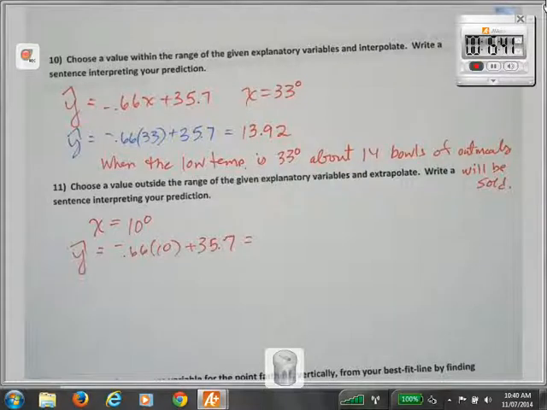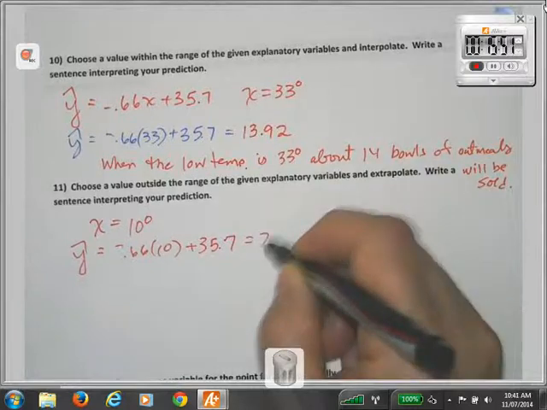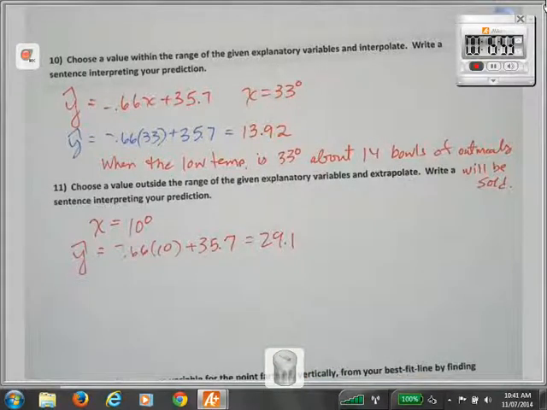how much? 29.1. You try to do that in your head? Good. Good exercise. So 29.1, or about 29 bowls of oatmeal will be sold each day that the low temperature is 10 degrees.